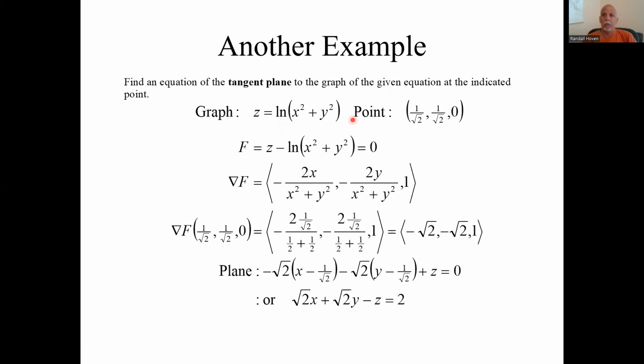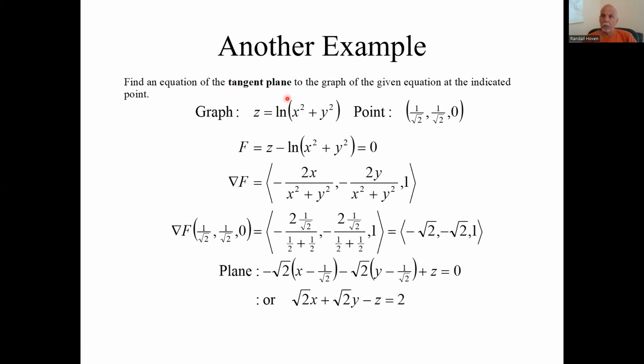First, we set this up in level curves, level surface format. Subtract the right side from the left. Here's our function. Take its gradient. That'll be minus 1 over this times the derivative of this, which here's the partial with respect to x. Here's the partial with respect to y, and with respect to z. At this point, plug in that for x, that for y, and 0 for z. I get this vector. So this is the normal vector.